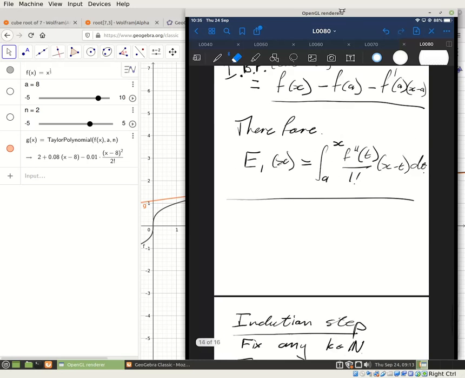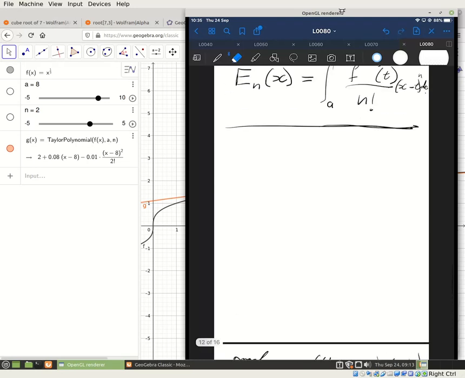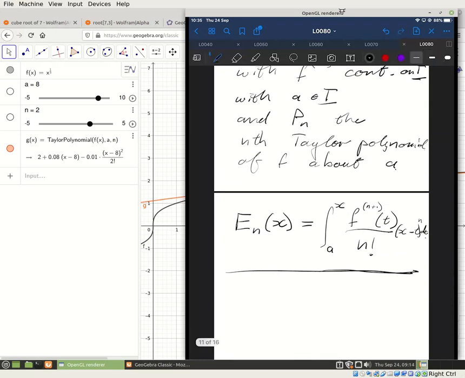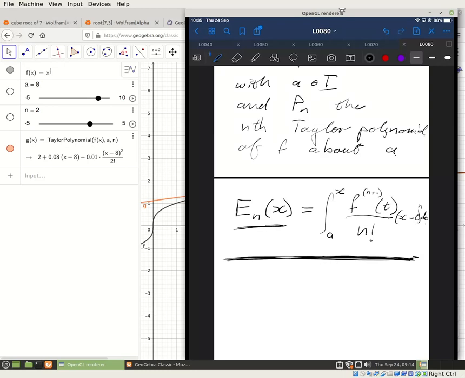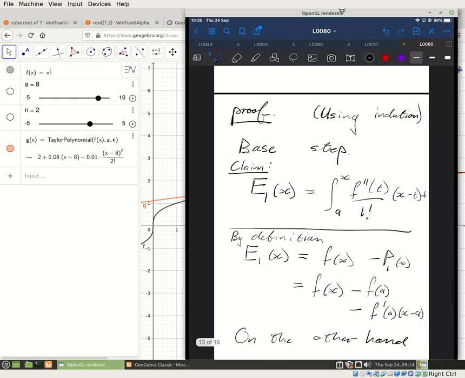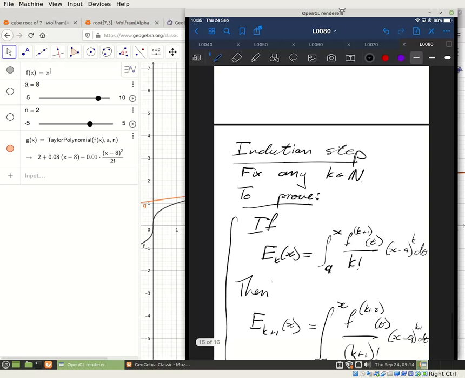Okay, so we are busy proving this theorem that claims that this expression holds for the error that we are making with our nth Taylor polynomial. So we have completed our base step. Now we will do our induction step.